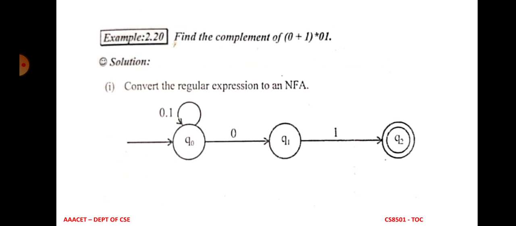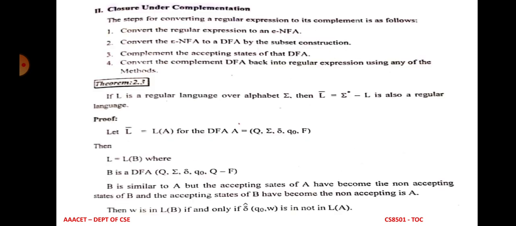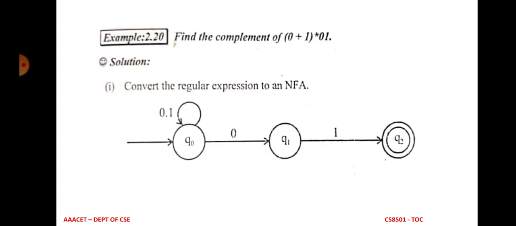Find the complement of (0 plus 1) the whole star 0 1. So these are the steps. First step, convert the regular expression to NFA. Second, convert NFA to DFA by using the subset construction method. In the last step, we perform complementation on the accepting states of the DFA. So in the first step, construct the NFA for the above regular expression. So this is the NFA for the expression.